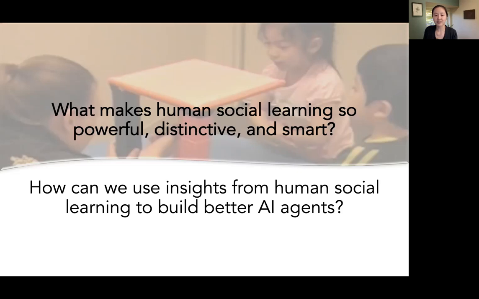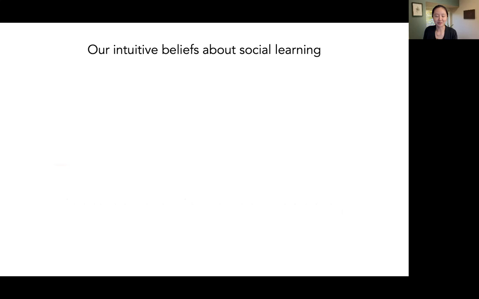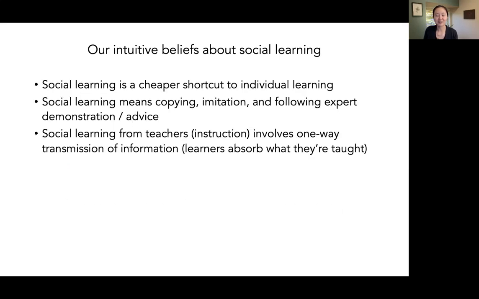Well, let's first think about what it means to learn from others. What's our intuitive belief about social learning? So, we tend to think of social learning as something that's totally separate from individual learning, and it's a cheaper shortcut. So, instead of you having to explore the world and discover all of the things by yourself, you can copy what others do, imitate others' actions, and follow expert demonstration and advice.